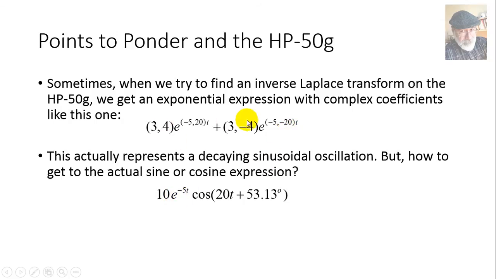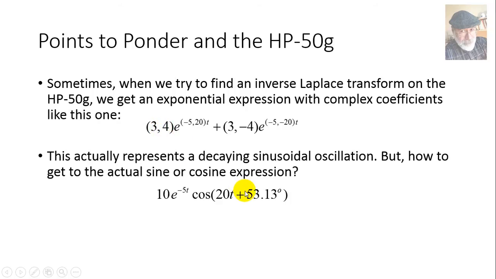That expression is a decaying sinusoidal oscillation with a frequency of 20 radians per second, a decaying rate of -5, that is, the time constant is 1/5 of a second, 0.2 seconds, and it has some amplitude. I'll show you that this amplitude in reality is 2 times the absolute value of this complex number here, and the phase shift, which I'll show you, is just the argument of this complex number as well, the angle of that complex number.